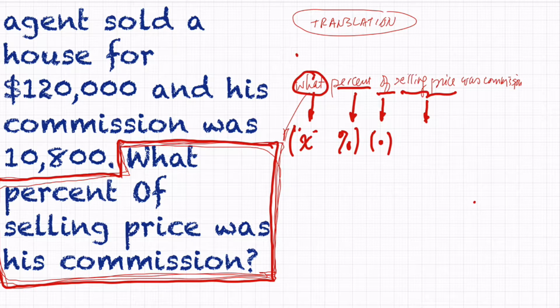The selling price is $120,000. Awesome. So I'm going to put $120,000 right under selling price. You can write it in if you want. All right, I'm going to write it in. The word was is our equal sign. And what's the commission then? Commission is $10,800.